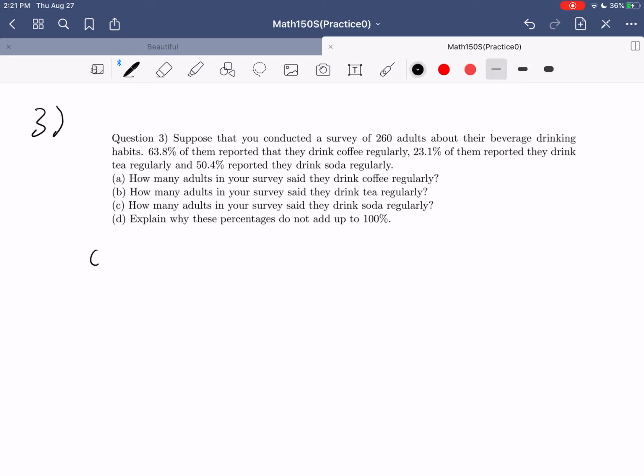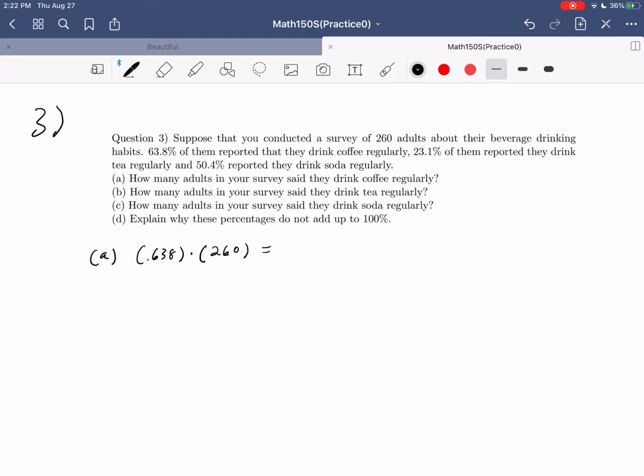So for A, what we're going to do is we know that 63.8% reported that they drink coffee regularly. We will convert that into a decimal. Whenever you need to do arithmetic with percentages, you want to put them as decimals. If we do that, we'll move that over and get 0.638, and then we will multiply that by the amount of people, which is 260. So multiplication of a percentage will give you the actual amount. That's something we can do on the calculator.